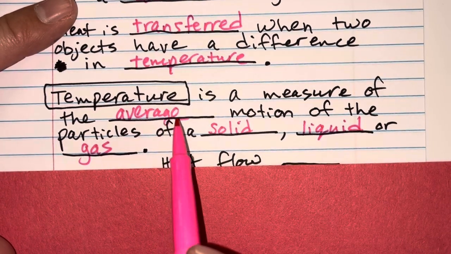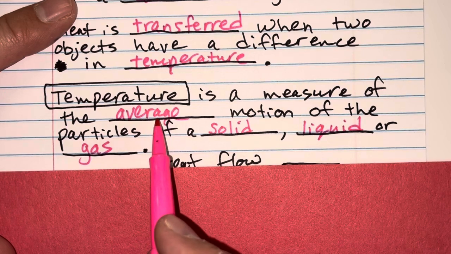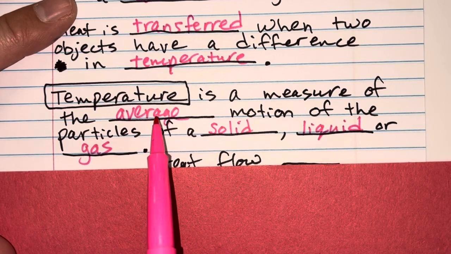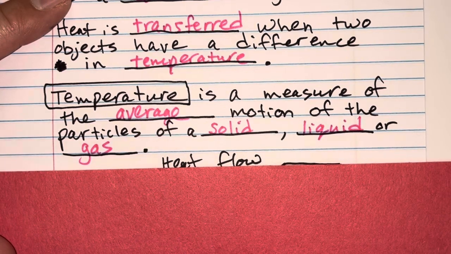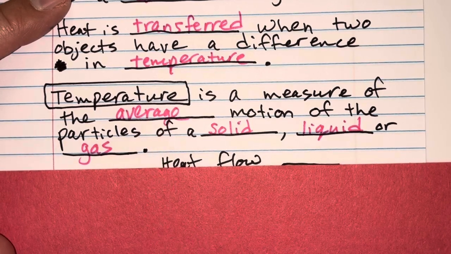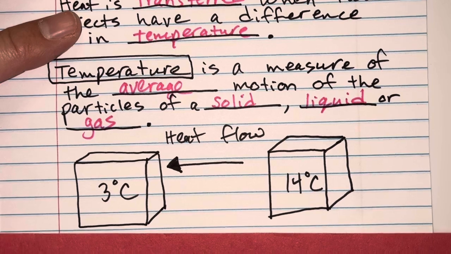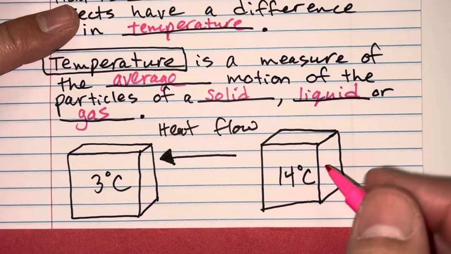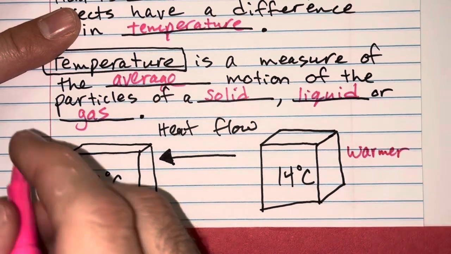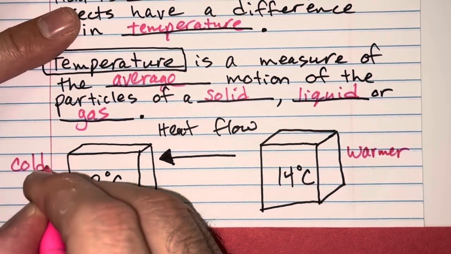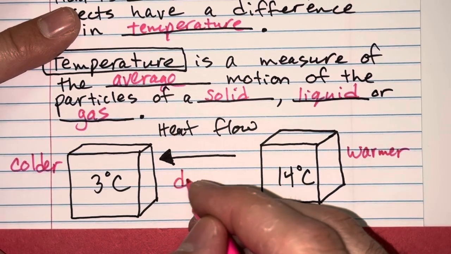So temperature is going to be the measurement. So we put a thermometer into a cup of coffee, and it's just going to take a reading and see what is the amount of motion, and then that will tell you what the average temperature is. And then one last thing is the heat flow is always going to be from warmer to colder. It's only going to go downward.